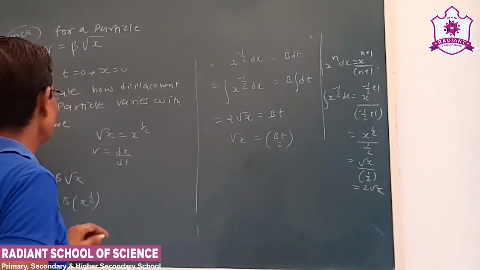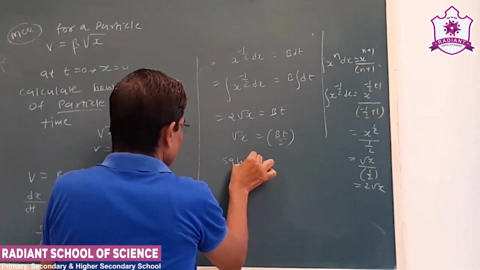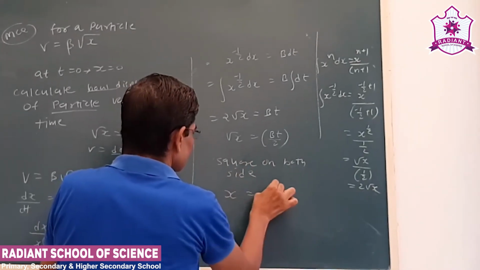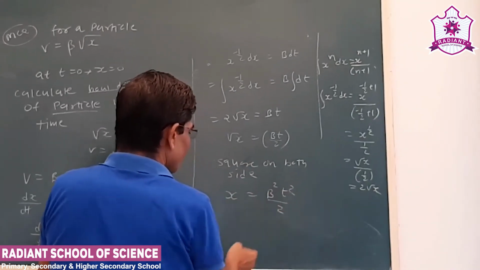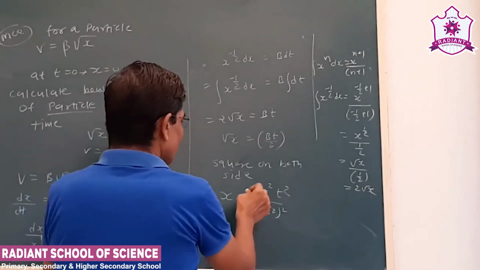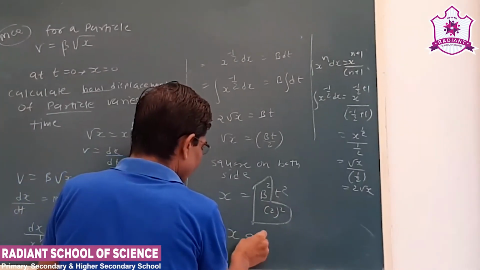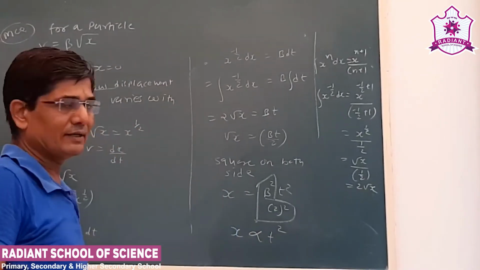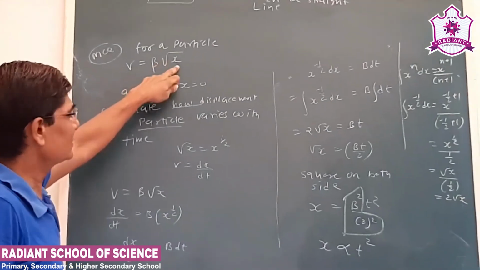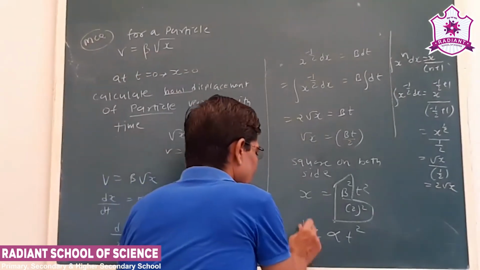Okay. Now see, we want to find out the relation of x versus t. So if I take square on both sides, now see, these terms are constant. So in that case, see, our relation of x versus t will be x proportional to t square. So this is how, for a given condition where v is velocity and x is displacement, by taking the help of integration, we have obtained the x and t relation.